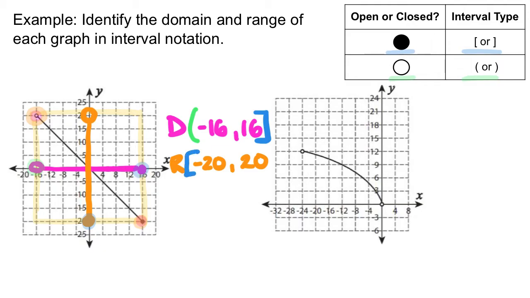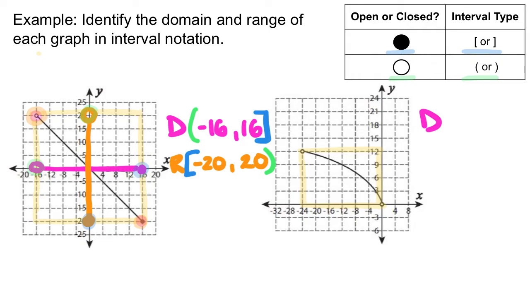And then by the 20, since I have an open circle, I would use a parentheses. For the next example, I'm going to do the same thing. So I'm going to start by highlighting the edges, so as far as this function can go. So my highlighted box includes everything, and then start by identifying the possible x values for my domain.